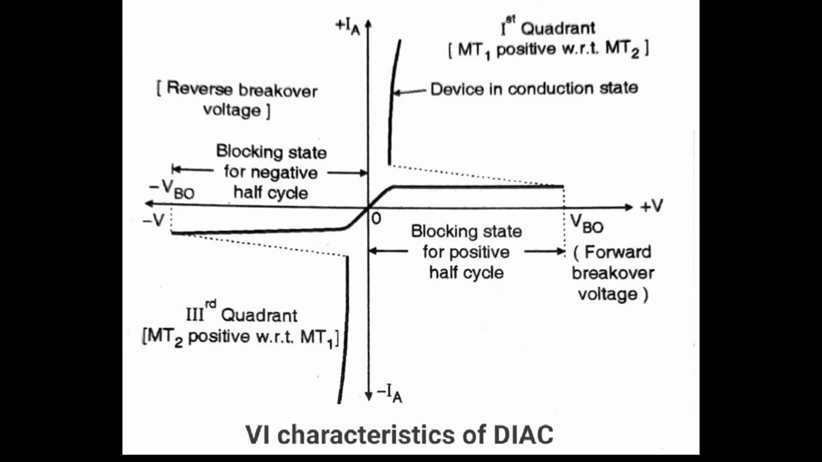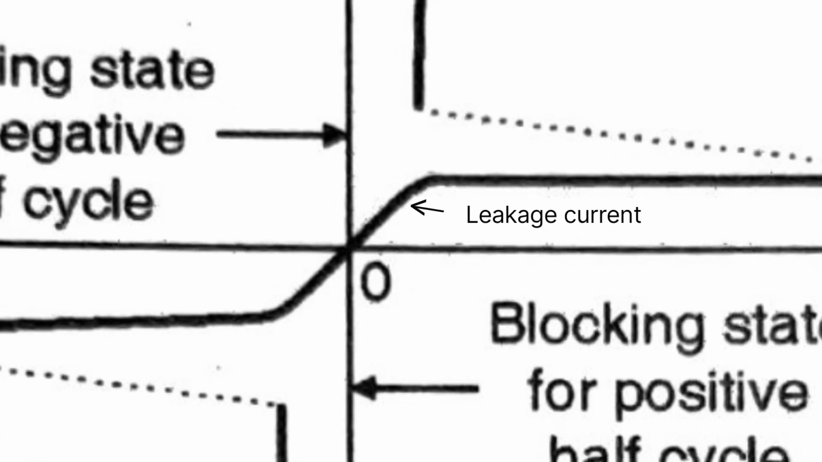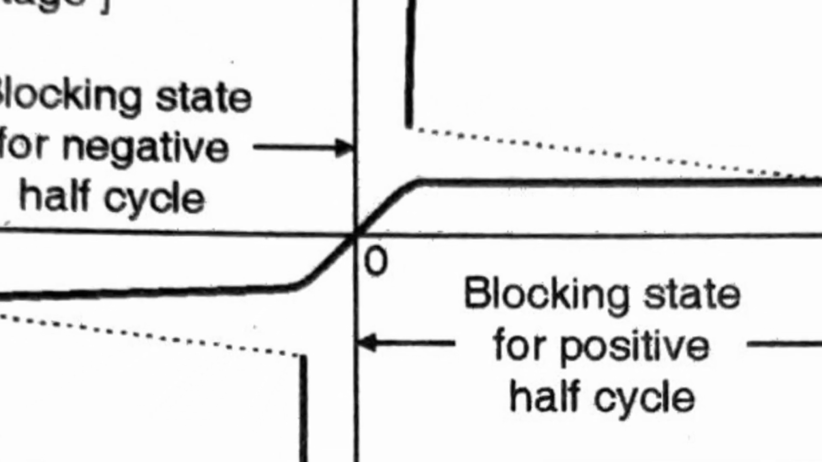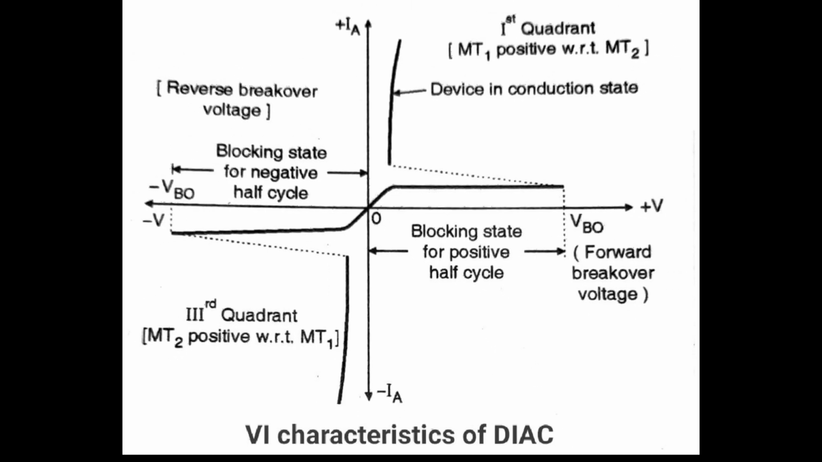DIAC can be turned on by either a positive or negative half cycle of an AC voltage. For the positive cycle of AC voltage, if the applied voltage is less than the forward breakdown voltage, a very small current called the leakage current flows through the device. This current is produced due to the drifting of electrons and the holes at the depletion region and is not sufficient to cause conduction. Hence, the DIAC remains in the non-conducting mode called the blocking state or off state.